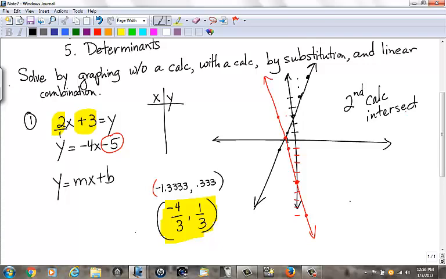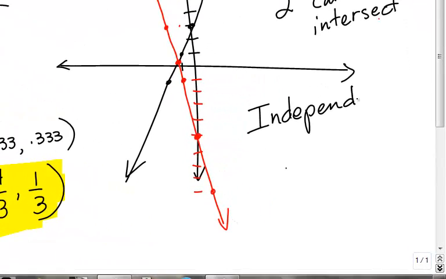Okay, and that ordered pair satisfies both equations. I could plug that ordered pair in for x and y in here and it would be a true statement in both of them. That means there is a solution. If you look at that graph, there are 2 separate lines. You agree? If you can see 2 separate lines, they have a special name. They are called independent. Independent means you can see the separate lines.